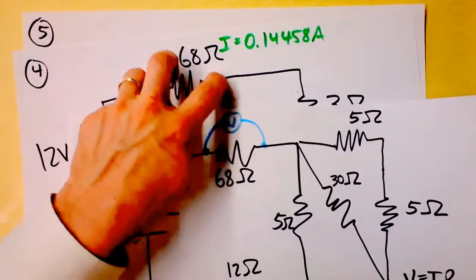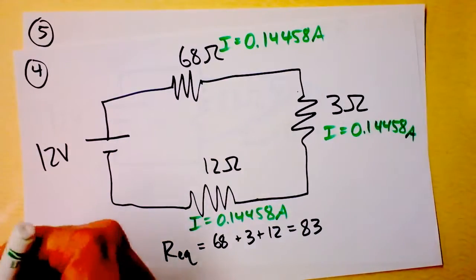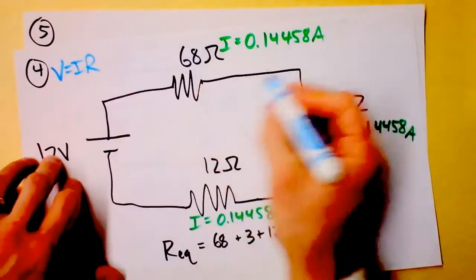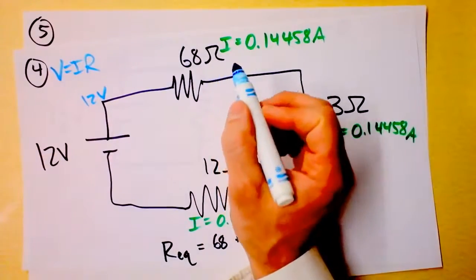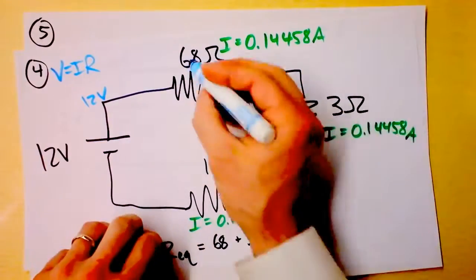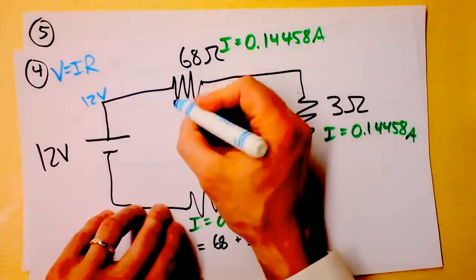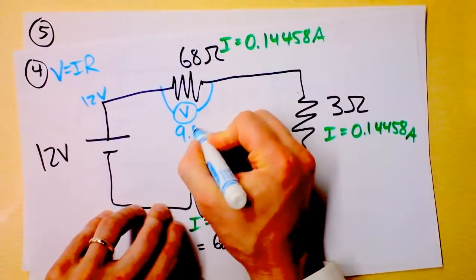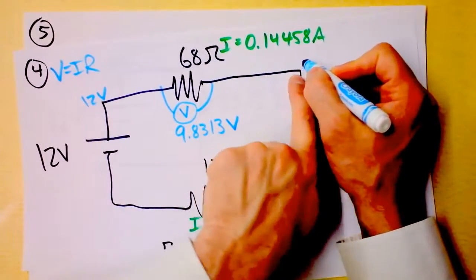But I do know the current here, and if I know the current, then I can know the voltage drop because V is IR. So we'll put that down right here. This is 12 volts here, and then there's a voltage drop across that resistor, and that voltage drop has to be the current going through the resistor, which we said is this amount, going through the whole circuit, times that resistance. So I've got that number in my calculator, and I'm going to multiply it by 68, and I find that the voltage drop across this resistor is 9.8313 volts.